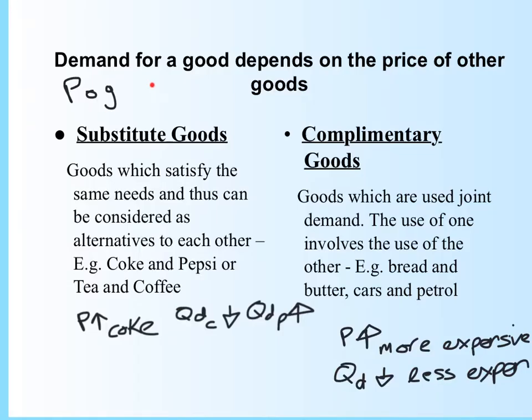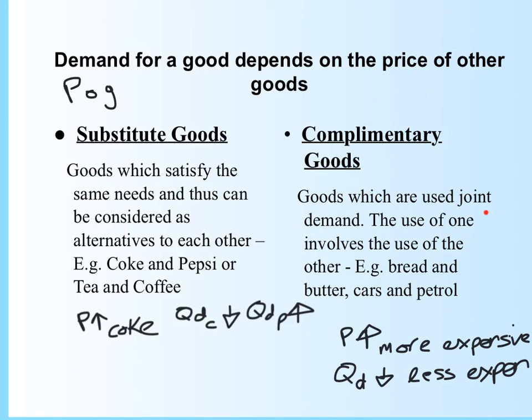So we said that this is POG, so the price of other goods. So substitute goods are goods like Coke and Pepsi, that people could feel indifferent about and therefore be willing to substitute. If the price of Coke increases, then the quantity demanded will fall for Coke, because people will just switch to Pepsi because they feel that it's both the same. Okay.